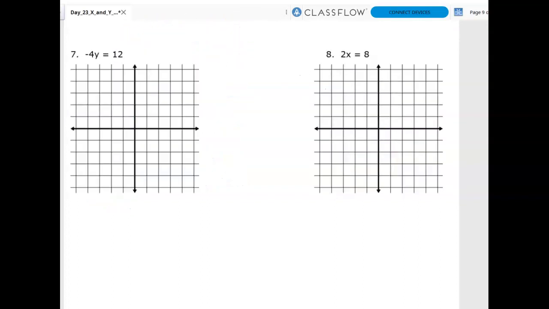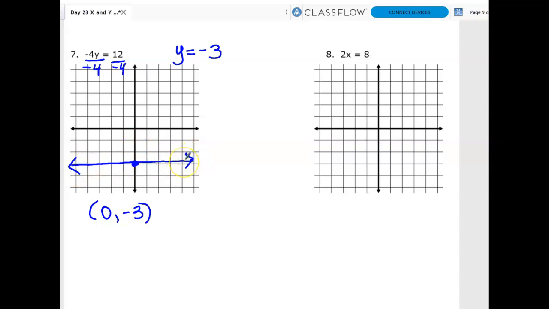Okay, so now we've got a case of negative 4y is equal to 12. Okay, this is going to be a special case where this is going to be a horizontal line. Okay, and we know this because we divide by 4. Our y is going to be equal to negative 3. All right, so in this case, there is no x-intercept. So y is equal to negative 3. So we go to negative 3. Our ordered pair would be 0, negative 3. 1, 2, 3. Okay, and this would be a horizontal line.